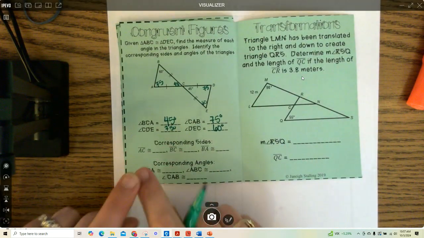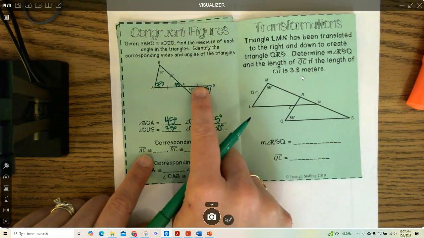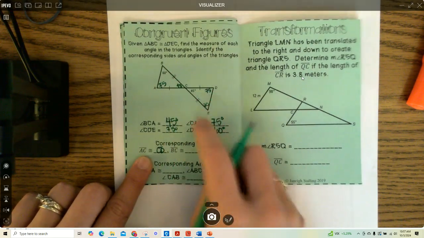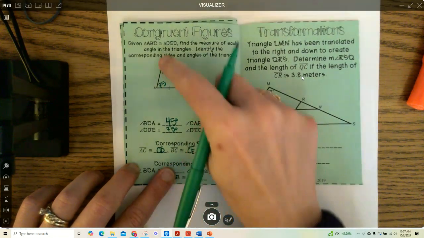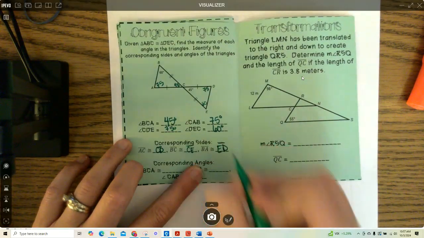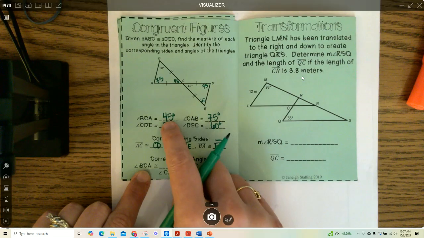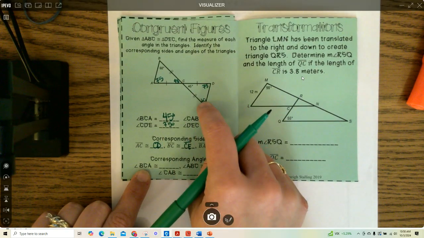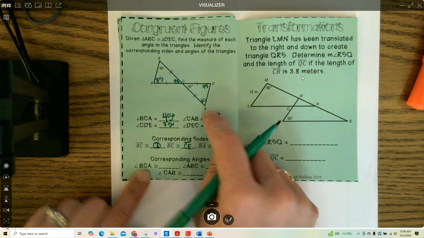All right, corresponding sides. So we've got marks on this one. That helps. So AC corresponds with CD. BC, which is this one, has 2 marks, so it corresponds with CE, which means BA matches up with ED. And then corresponding angles. So BCA is 45, so it corresponds with DCE. Sorry, that's an E. I don't know why I said F.